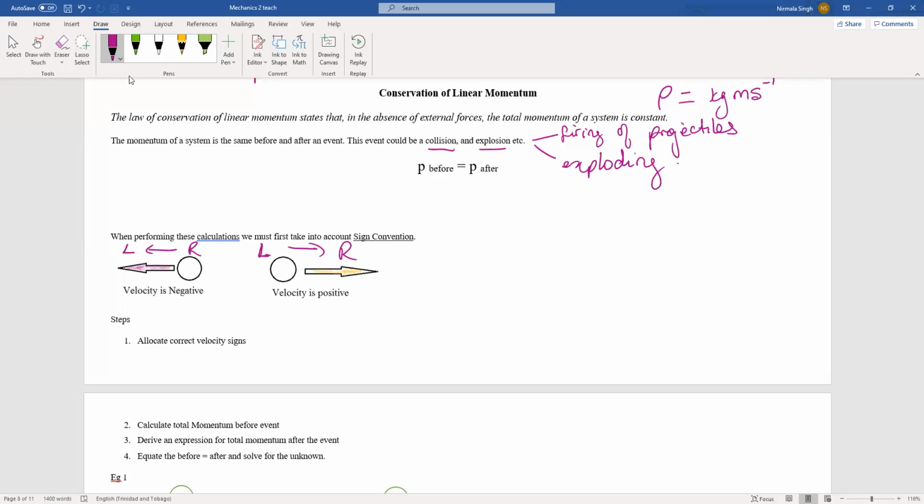Physicists have all agreed that any object moving from left to right has a positive velocity for these calculations, and anything moving from right to left will be negative. An easy way to remember: what direction do we write across the page? Left to right. That's the easiest way to remember.